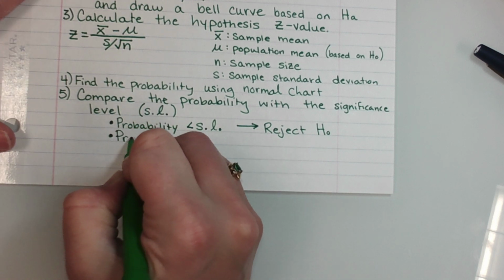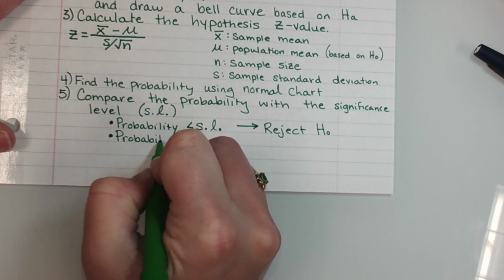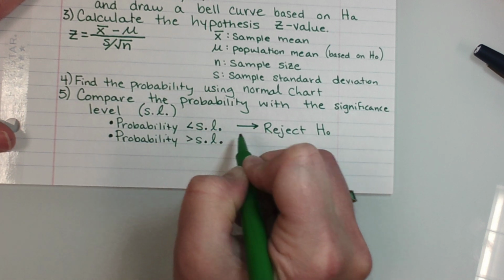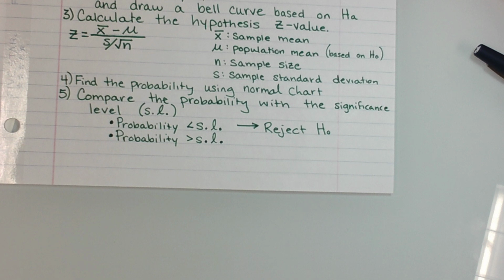Because you have the evidence, it's so unlikely that it will happen that you can step in and say the expert's incorrect. On the other hand, if the probability of it happening is above that significance level, essentially what's happened is you don't have the evidence. It doesn't mean that the expert is correct. It just means you don't have the evidence to prove them wrong.